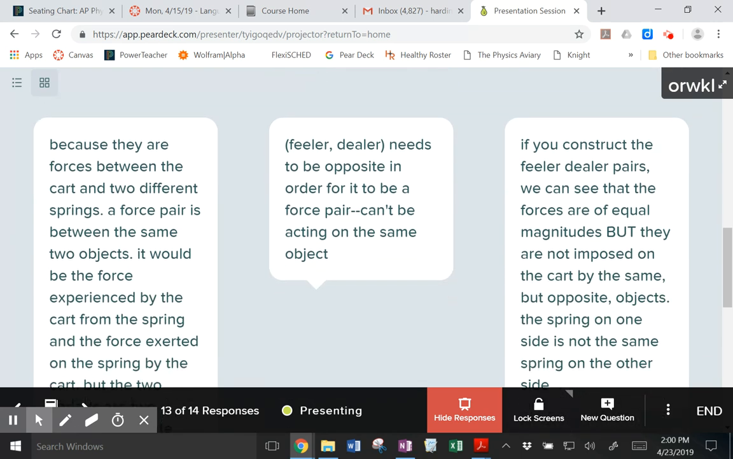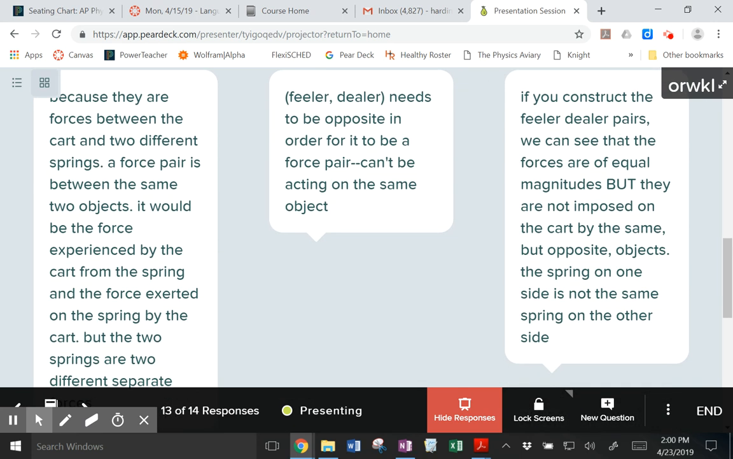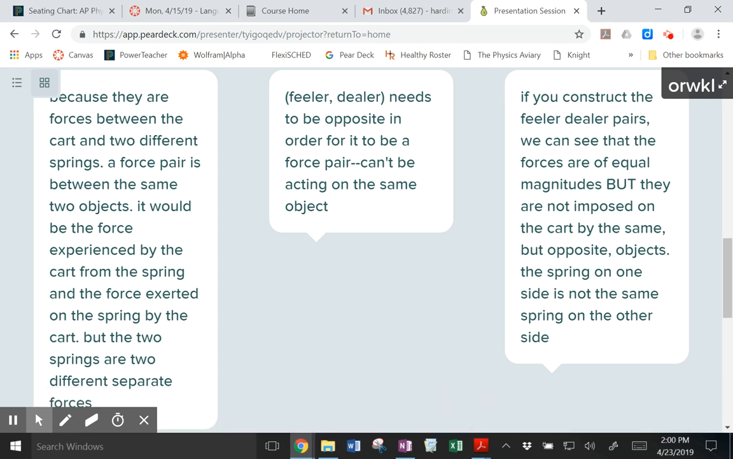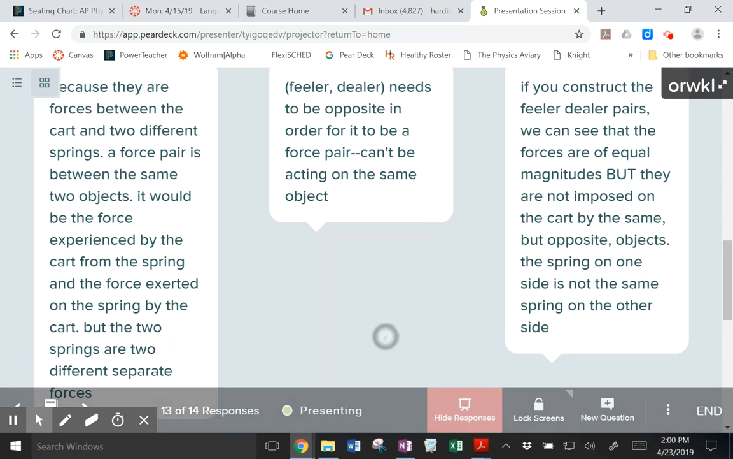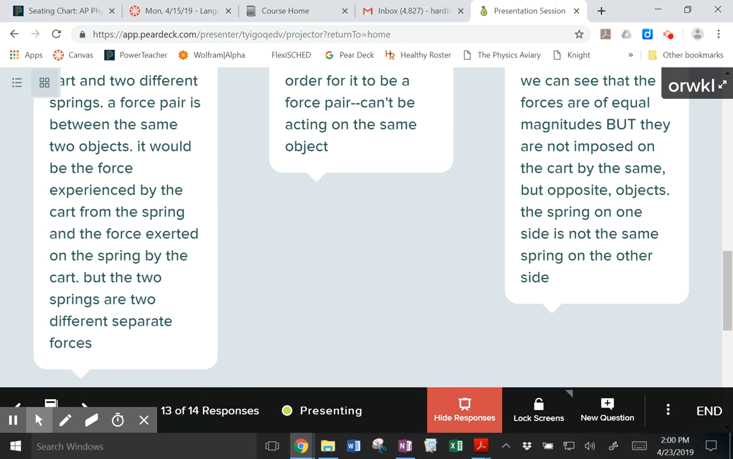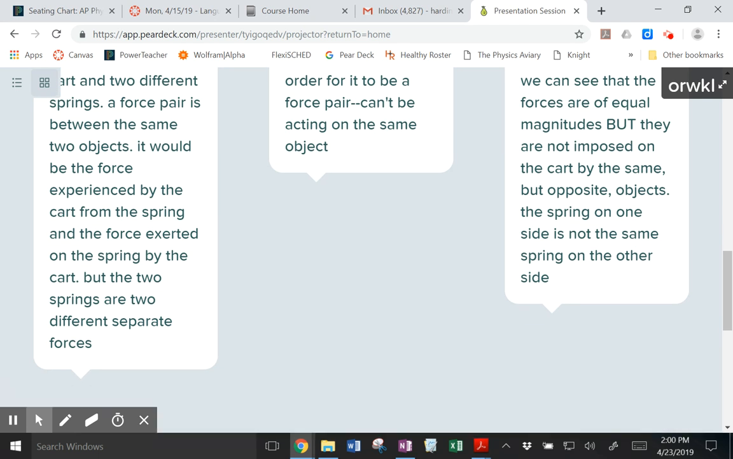Feeler-dealers aren't opposite because they are forces between the cart and two different springs. Force pairs are between the same two objects. Okay. It would be the force experienced by the cart from the spring and the force exerted on the spring by the cart. The two springs are two separate forces.